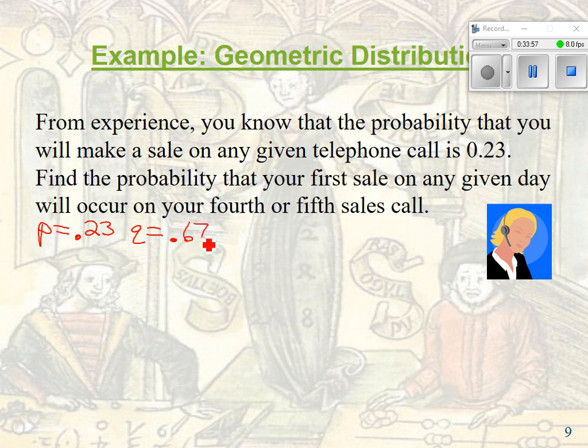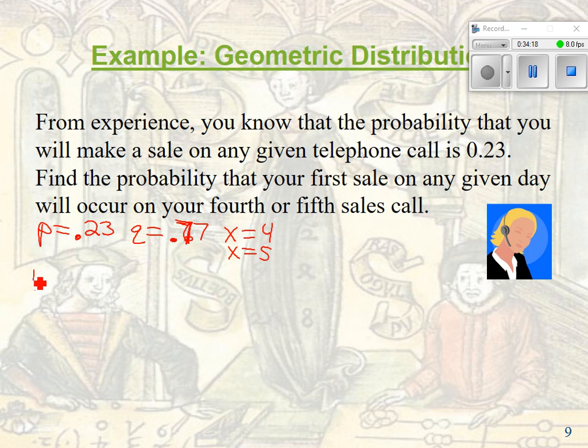7. What is it? Yeah, you guys are right. Oh, I was just, you made me feel stupid, because Ebersole put 67 doesn't mean it's right. 0.77. And then what's our X this time? 4 or 5. So X is 4, X is 5. We've got to do 2 different ones.